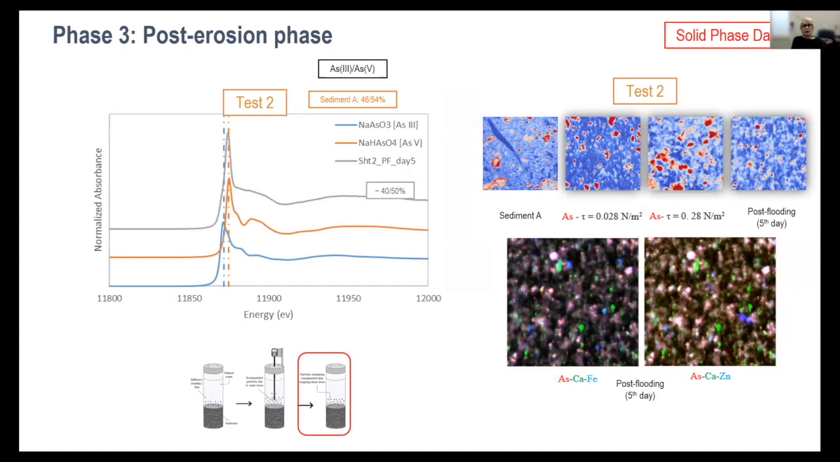During the post-erosion phase of the experiments, the ratio of arsenic 3 to arsenic 5 in our resuspended particles was very close to that of the original unaltered sediments. And the concentration of arsenic on resuspended particles, as can be seen here, was decreasing during this phase. And arsenic was still mainly colocated with iron during the post-erosion phase.